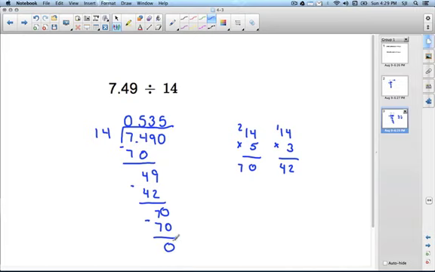You're not done dividing until you get a 0 here at the end. It's not when you run out of numbers here, it's when you get a 0 at the end of your subtraction. And remember, we're just going to bring this decimal point straight up, and there's our answer. So 7.49 divided by 14 is 0.535. And that's how you divide a decimal by a whole number. The first number goes on the inside of the den, the second number goes on the outside of the den. We divide until we're all done and we get a 0 when we're done subtracting.